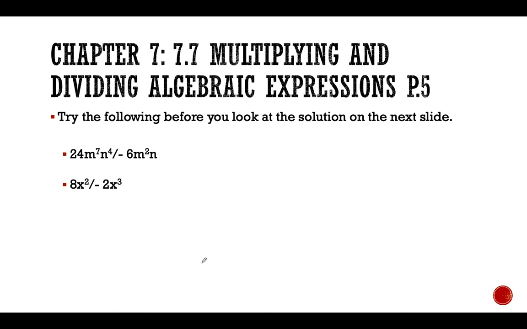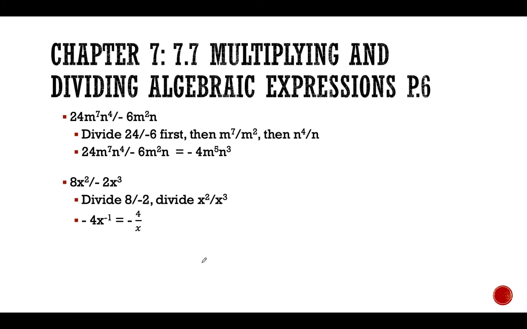Try the following before you look at the solution on the next slide. So turn off the video, try it yourself, and then we'll go over the answers. 24 m to the 7th n to the 4th divided by negative 6 m squared n. The first thing we're going to do is divide 24 by negative 6, and then we're going to divide m to the 7th by m squared, then n to the 4th divided by n.